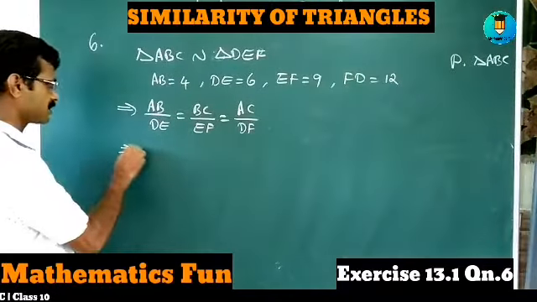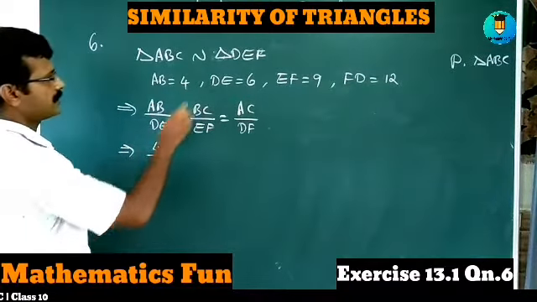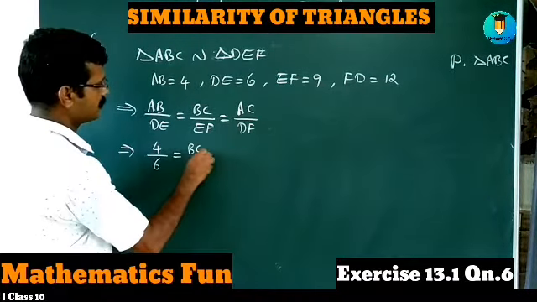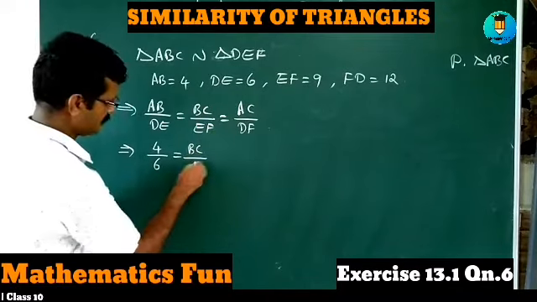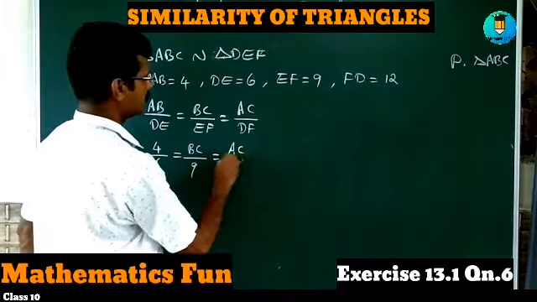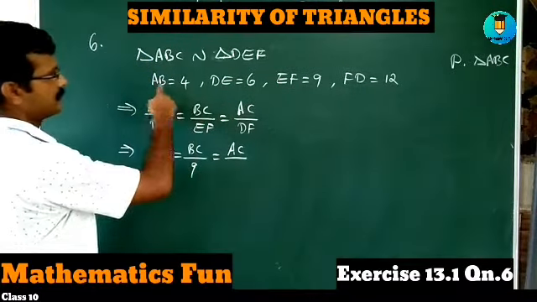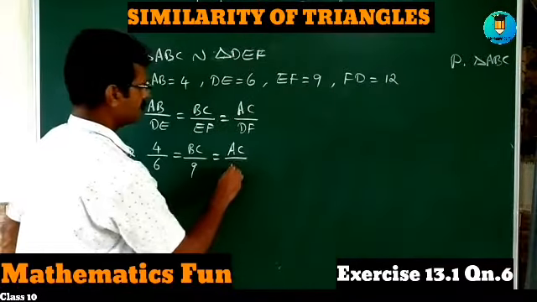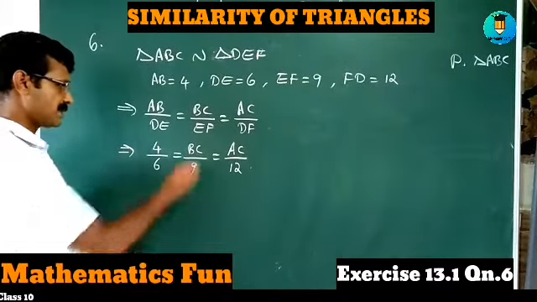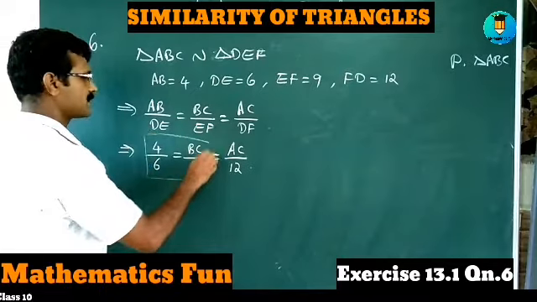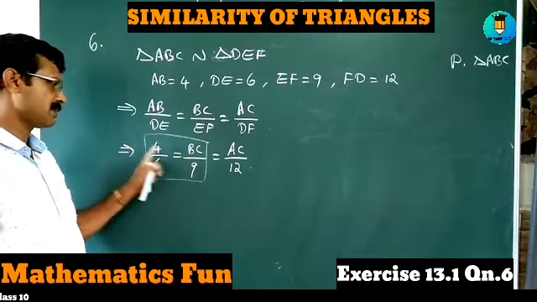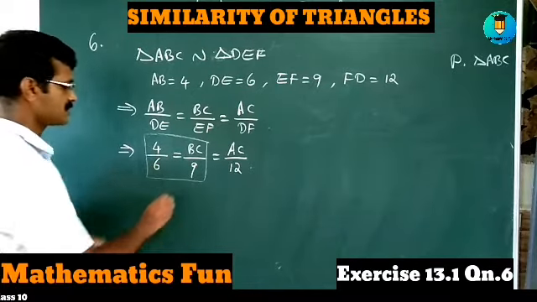Now here I will substitute. AB is 4 by DE is 6 is equal to BC, which we don't know, divided by EF, which is 9, is equal to AC, which we don't know, divided by DF. DF, that is FD, is 12. Now if you equate the first part and this part, from that we will get BC. It is coming 36 by 6, so BC is 6.